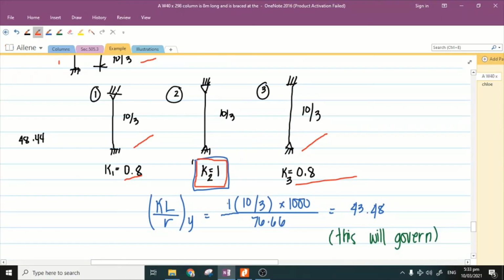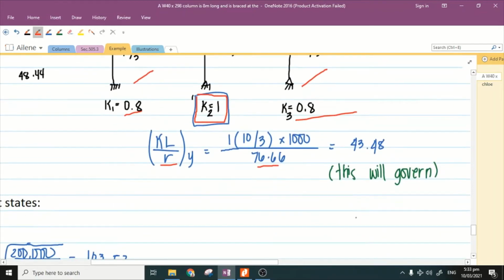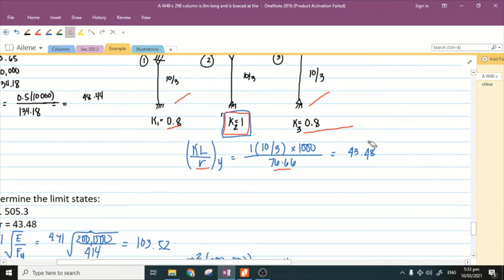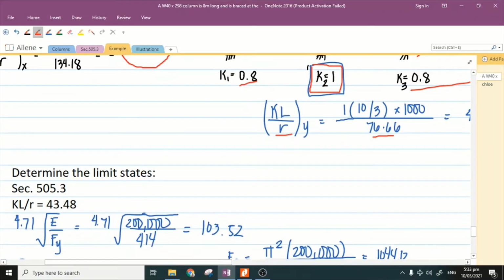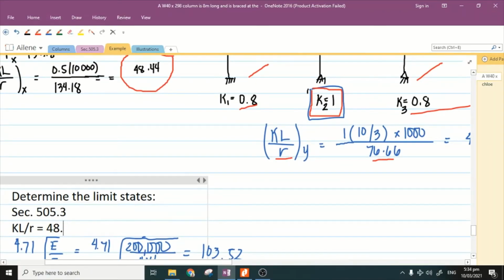So, substitute na natin yung values. We have K1, and then yung L is 10/3 since 1/3 points, di ba? Hinati sa tatlo. And then, i-times natin ng 1,000 para same unit siya nung sa radius of gyration natin na 76.66 mm. Therefore, yung value ng slenderness ratio natin kay y-axis is 43.48. So, mali na pala yung conclusion ko kasi mali yung pagkasolve ko kanina. Ang mag-govern na ngayon, yung kay X na, kasi mas mataas na siya. So, we have a value of 48.44. So, dito, palitan ko, 48.44.